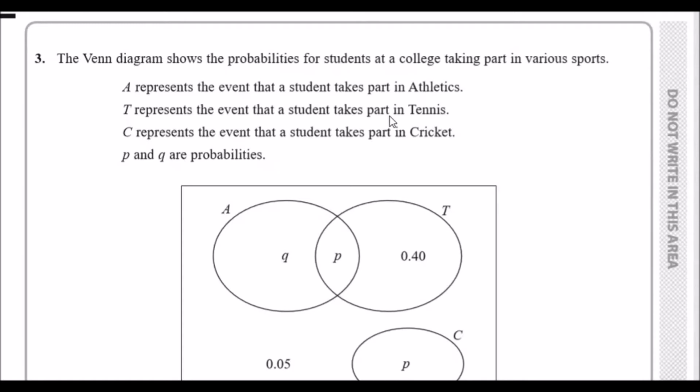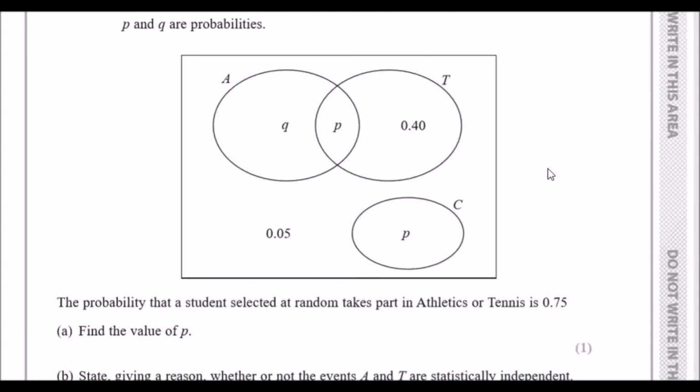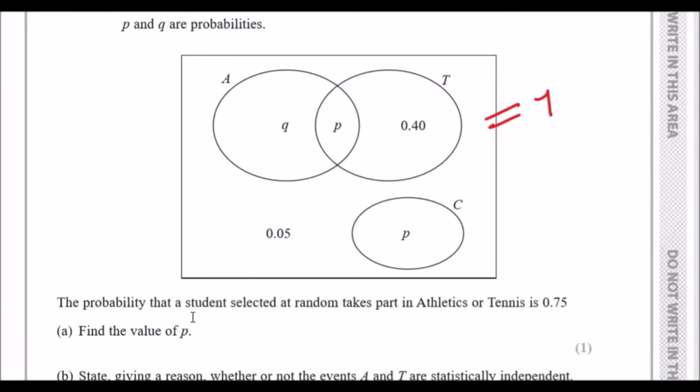So this one's gonna be super easy. The Venn diagram shows the probabilities for students at college taking part in various sports. A represents the event that a student takes part in athletics, T represents tennis, and C represents cricket. And then they gave us a couple of unknowns, which were P and Q. One thing to know about Venn diagrams: everything inside the Venn, including inside the circles and outside the circles, must total up to 1 or 100%.